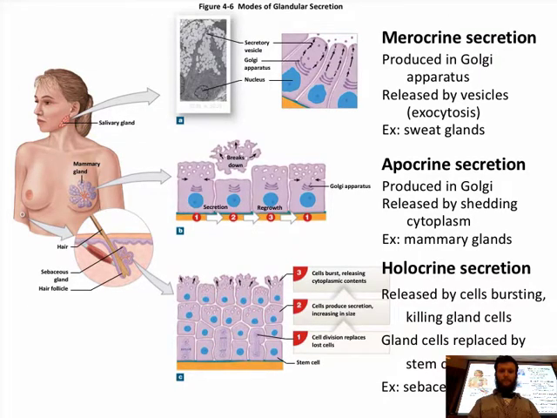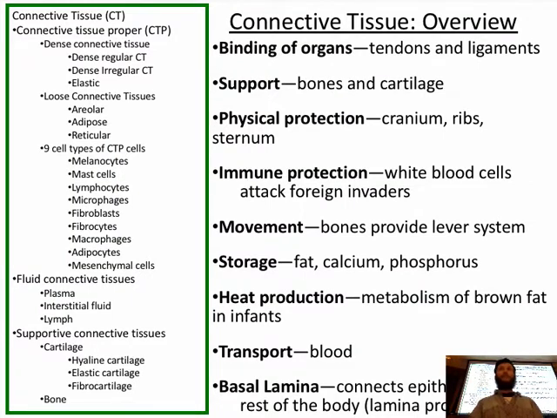All right. So that's the whirlwind tour of epithelium, onto connective tissue. There are three basic categories. There's connective tissue proper, the fluid connective tissues, which I talked about as being the blood and the immune system, the white blood cells, and then supportive connective tissue, which are bone and cartilage.